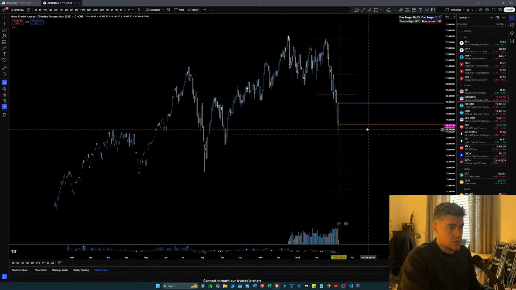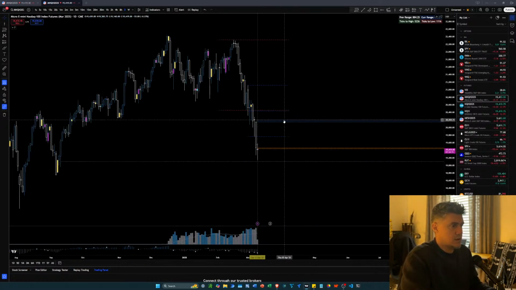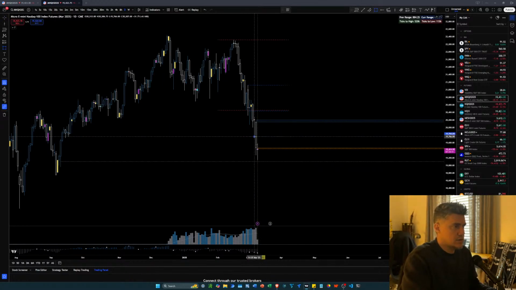Small red days only. Are we ready to find a bottom? Nothing much to look at here. The market is going down. That's all the analysis you need at the moment.